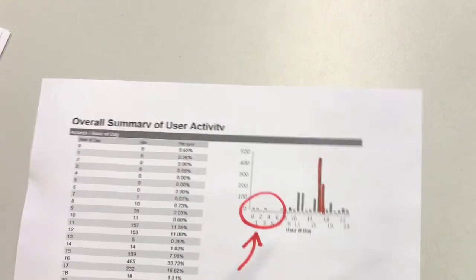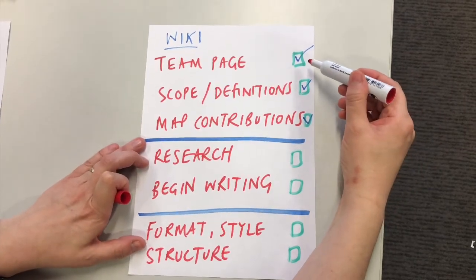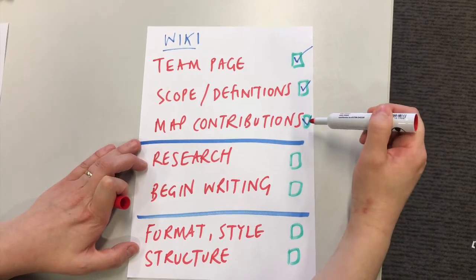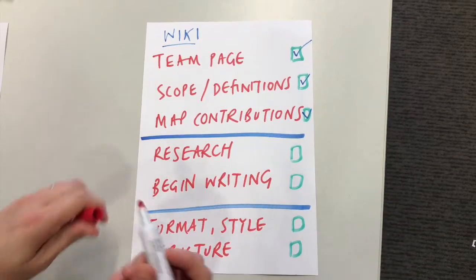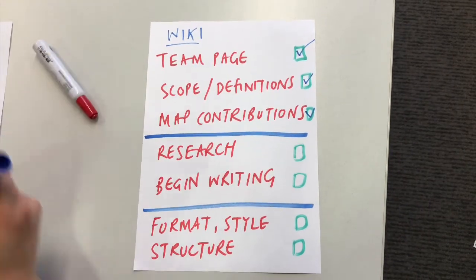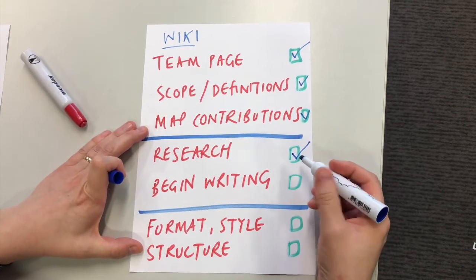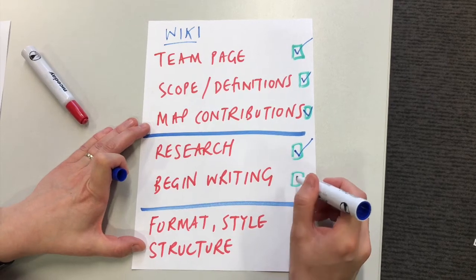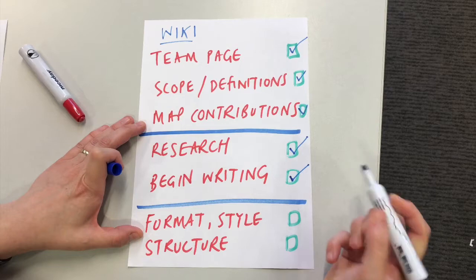So just to recap on what we're expecting today, I want to see all the things that I asked for last week finished. So your team page, scope and definitions page, and some evidence that you have discussed and mapped the contributions within your team, and some evidence of research and beginning to write. So I should start seeing some sources listed on your wiki, team bibliography, and then individual pages. Doesn't matter if they're finished, if you've got 2 sentences or 30 sentences, I want to see some evidence.